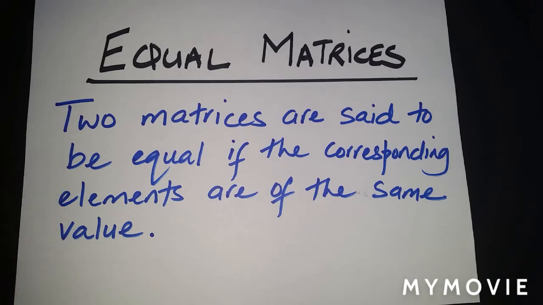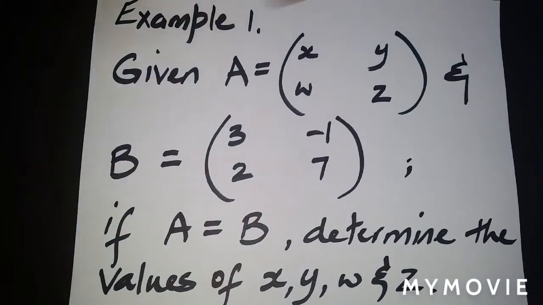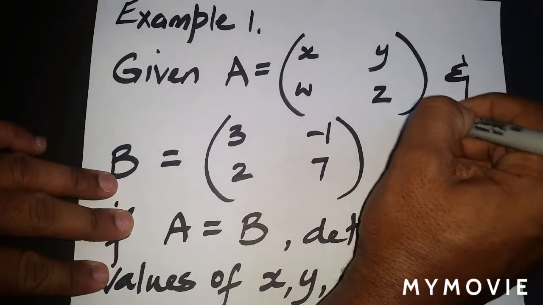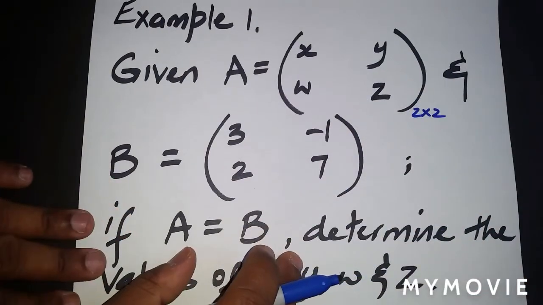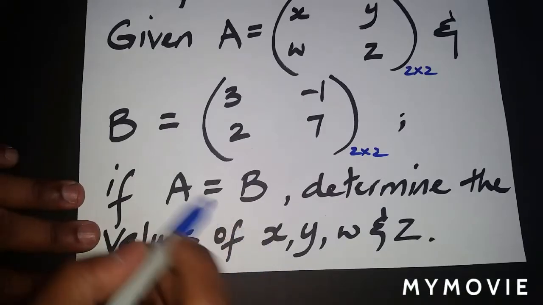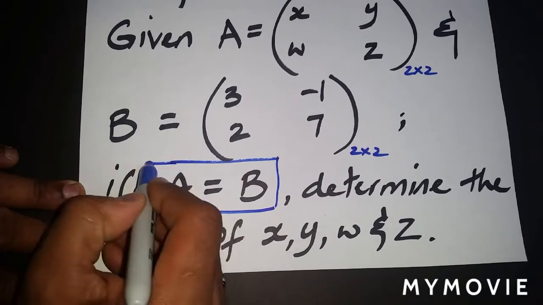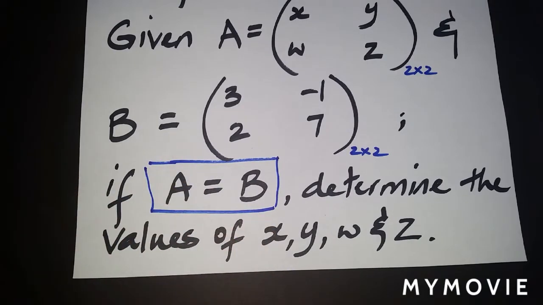So we're going to start off with a very simple example for you to clearly understand what we mean. Let's take a look at the first example here. Given A is this matrix here, and obviously this is a 2 by 2 matrix. Matrix B is also a 2 by 2 matrix. This is the part that actually matters. It says if A is equal to B, determine the values of X, Y, W, Z.